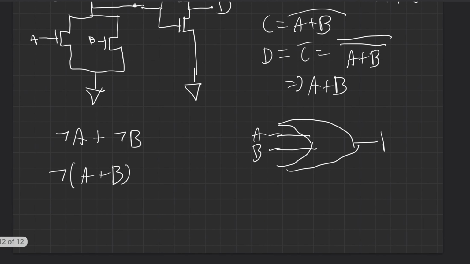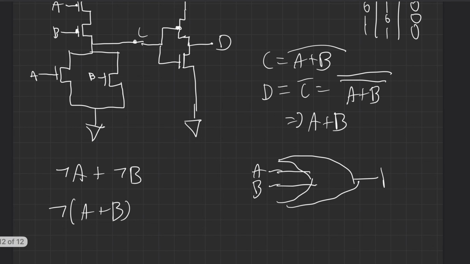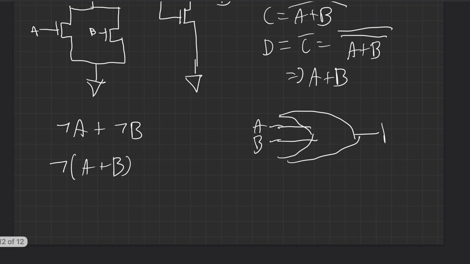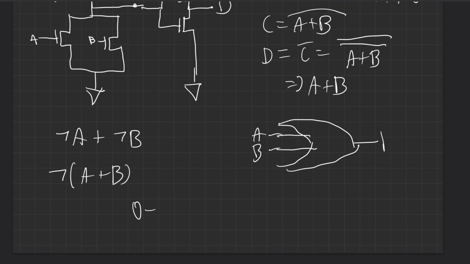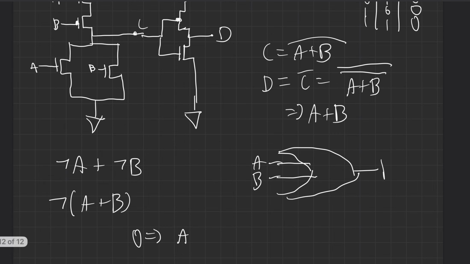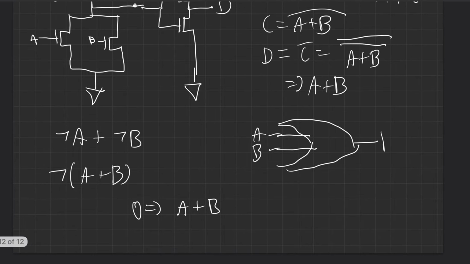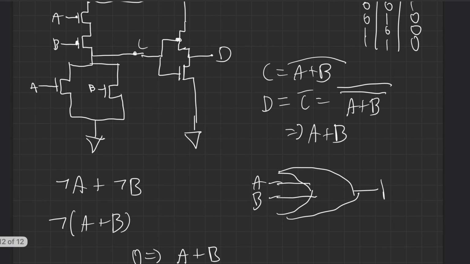But maybe it's clear for this bottom one. We're talking about this case where it's zero. So when is it zero? It's zero when we have A. So one path is A and one path is B. So that's how we can look at the NMOS side. But we really want to know where those ones are. So it's not A or B. So that's how you can analyze a circuit.